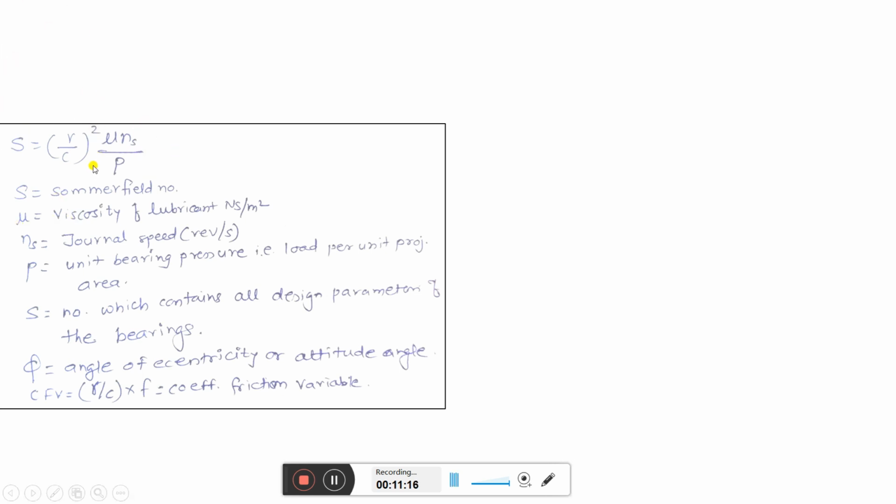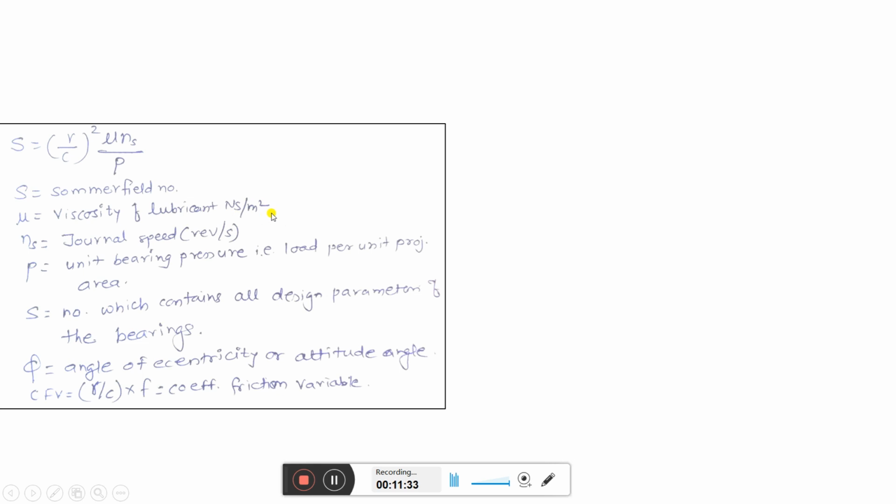So what are the different terms present in this? mu is nothing but the viscosity of the lubricant in Newton second per meter square. This is a very important thing, mu, because mu has different units given in the numerical, and which unit is the SI unit?